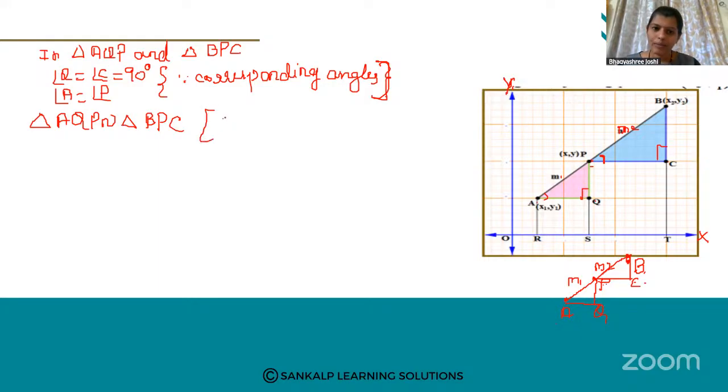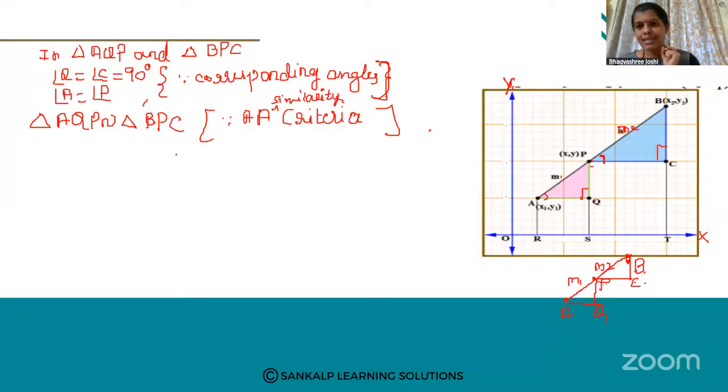Now why? Because we are saying this by using the AA criteria, right? So please note down this derivation, AA criteria. AA similarity criteria. Now when two triangles are similar, corresponding sides are in proportion, right?